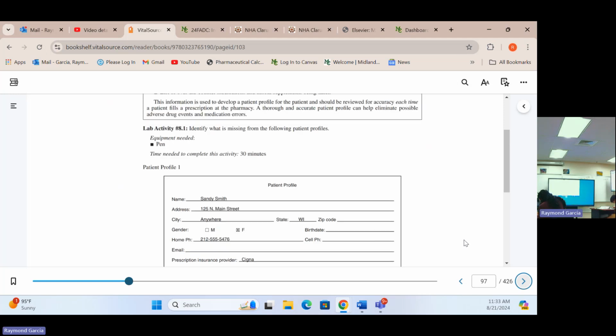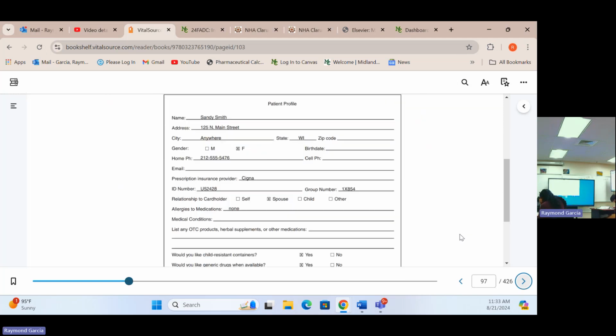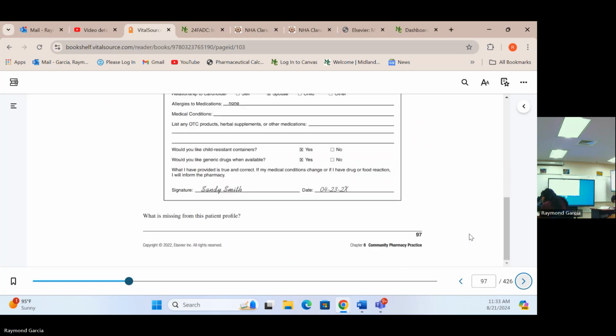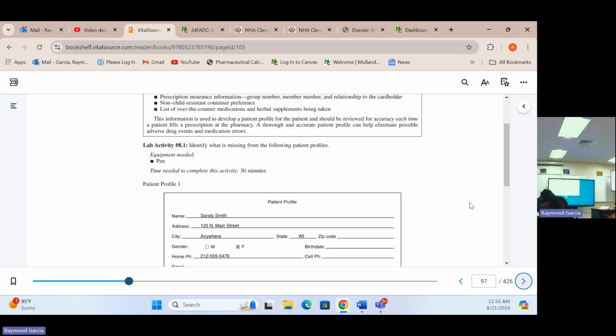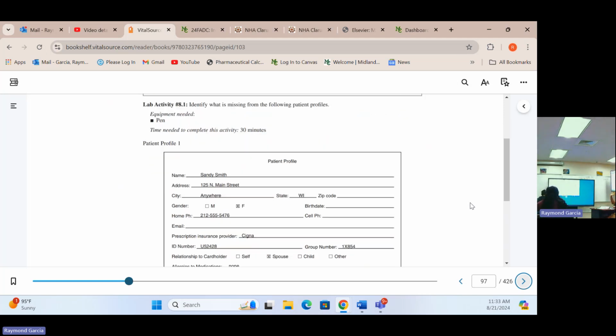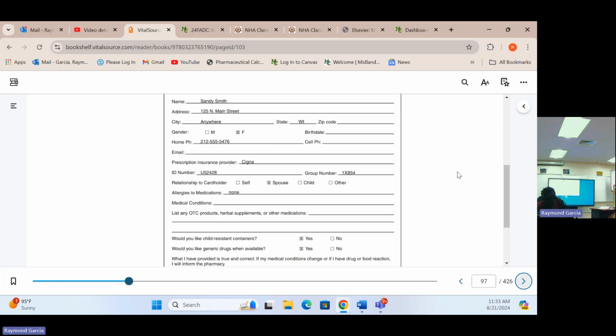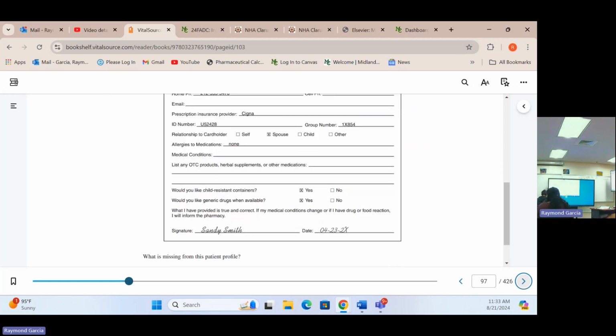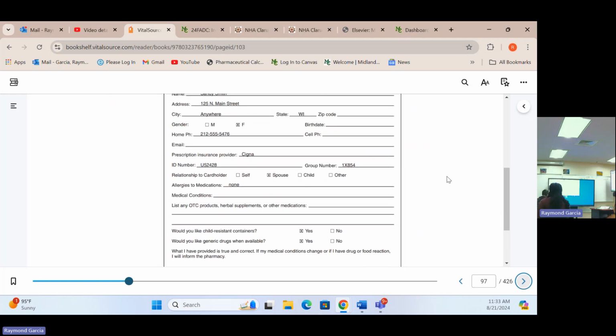The lab we're going to do is 8.1 through, I believe, 8.5. Starting with 8.1, identify what's missing from the following patient profiles. We'll do number one together as far as the lab. Look at that patient profile. What are you missing? Birthday. What else? Zip code. Phone number? There's a home phone number there.